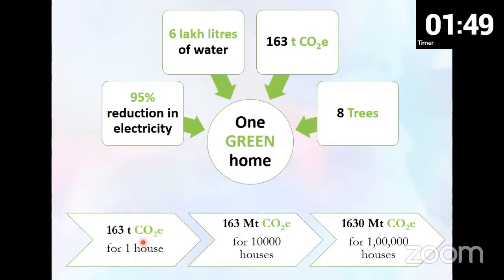If I'm building 10,000 houses in Bangalore, we can save 163 metric tons of carbon dioxide per house. If I extend this to 10 cities of 10,000 houses, then it becomes 160,630 metric tons of carbon.